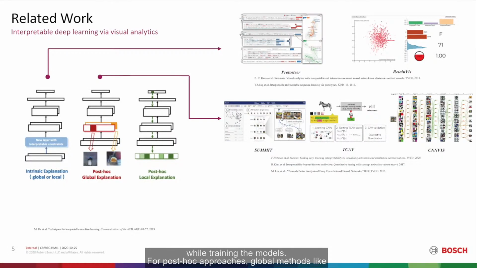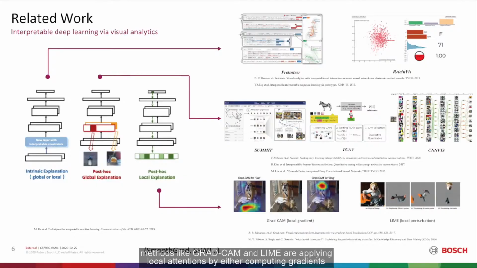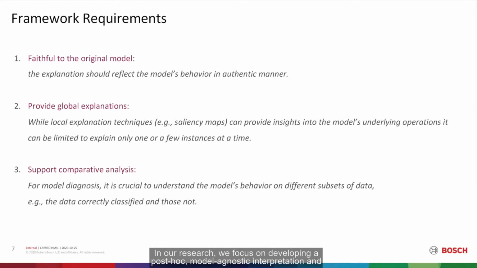For post hoc approaches, global methods like SUMMIT, TCAV, and CNN-VIS visualize the activation outputs and model space globally, while local methods like Grad-CAM and LIME apply local attention by either computing gradients or injecting perturbations. Additional algorithms like SmoothGrad and SHAP are also showing some promise. In our research, we focus on developing a post hoc model diagnostic interpretation and visualization technique, which could provide guiding insights while users are developing or about to deploy popular DNN models to their practical usage scenarios.